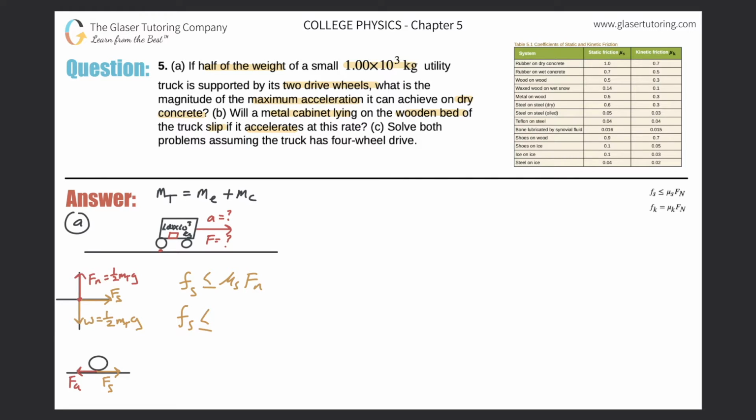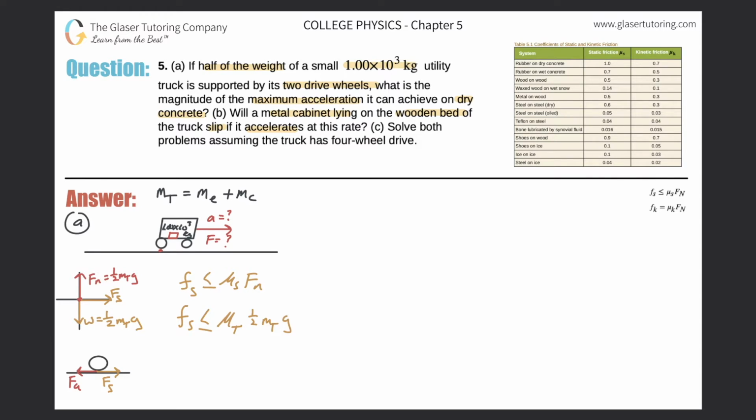Let me not say the coefficient of the truck. It's the coefficient of static friction between the truck's rubber wheels and the dry concrete, correct? So I'll just call that mu sub t for the truck, knowing that we're talking about rubber and dry concrete. And then the normal force here, we already found that before, that was this value over here. So let's plug that in. So that's half total mass times gravity. Okay, so now we should be cool so far.